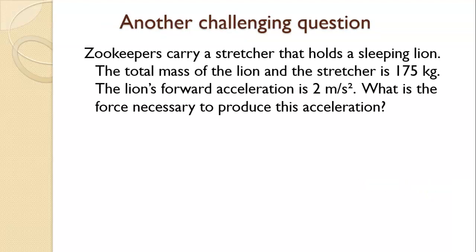Here's a challenge question for you. Zookeepers carry a stretcher that holds a sleeping lion. The total mass of the lion in the stretcher is 175 kilograms. The lion's forward acceleration is 2 meters per second squared. What is the force necessary to produce this acceleration? Remember, force equals ma. Let's pause the video and give you a couple of minutes to calculate an answer.